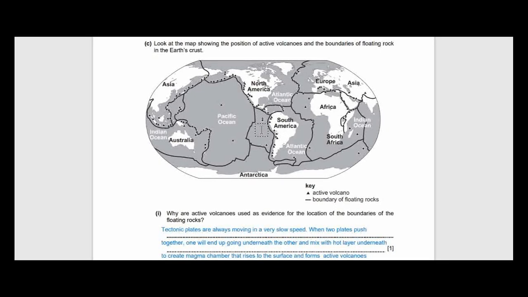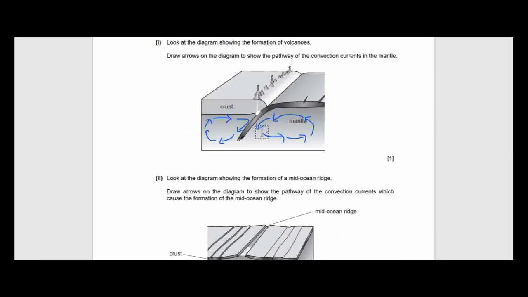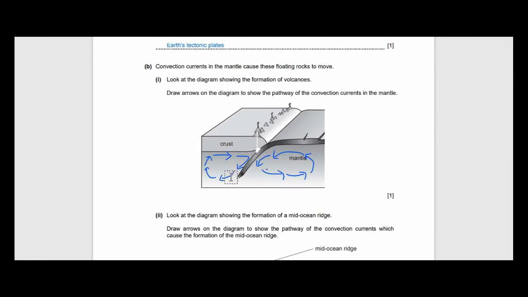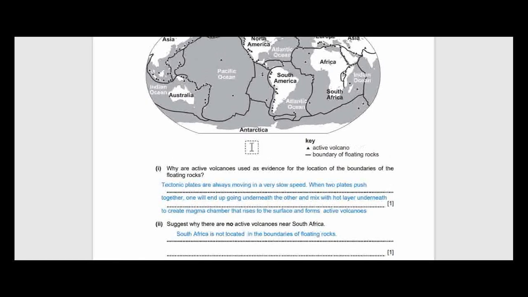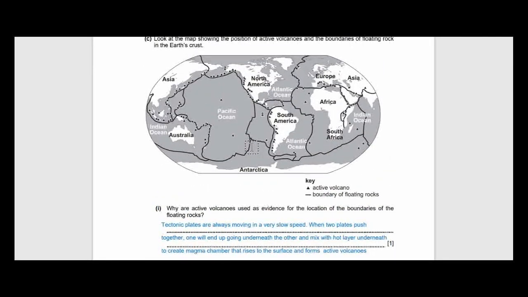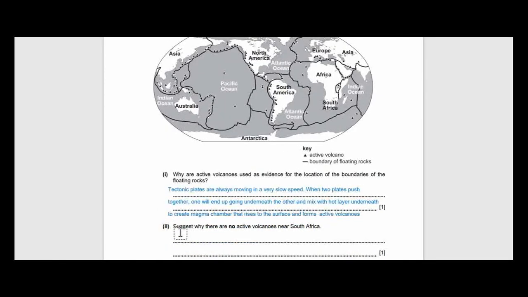So that's how it works. Same like this one: one moves underneath and creates a magma chamber, and it oozes out as a volcano. Right, next, part 2. Based on the picture, suggest why there are no active volcanoes near South Africa.